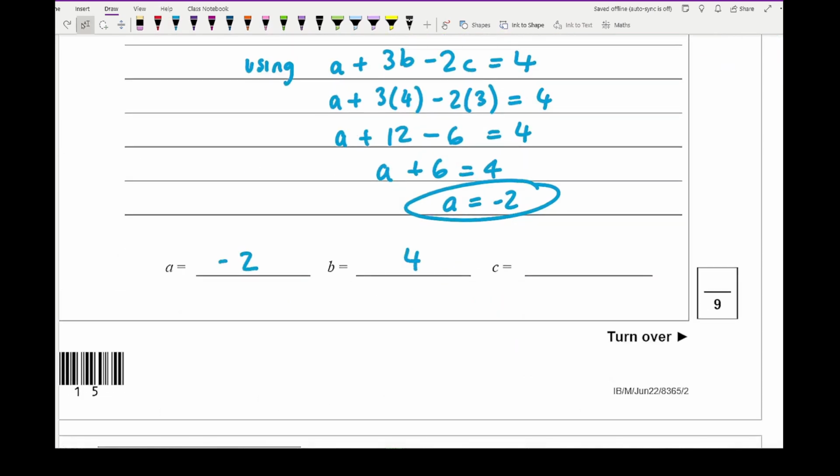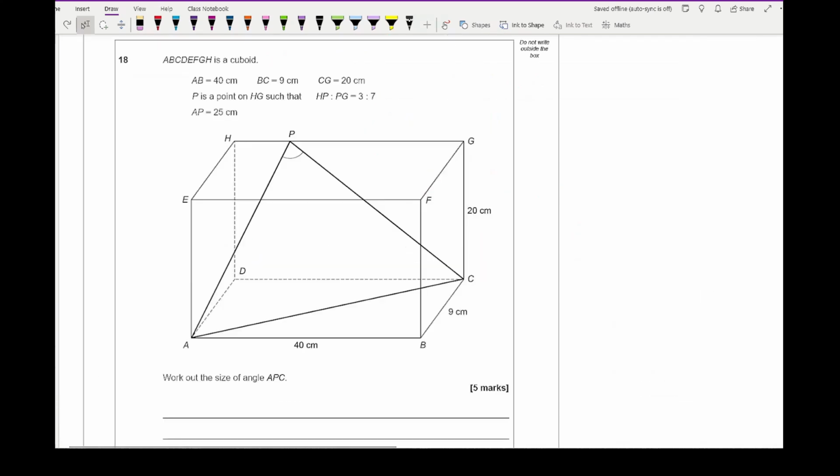Now moving on to question 18, it says ABCDEFGH is a cuboid. AB is 40 centimeters, BC is 9 centimeters, CG is 20, P is a point on HG such that HP to PG is 3 to 7 and AP is 25. And the question is asking us to work out the size of angle APC.